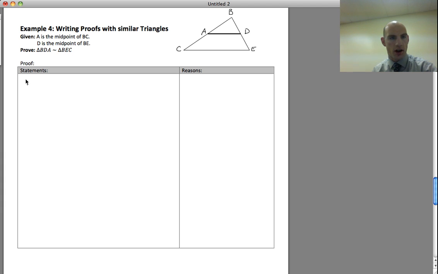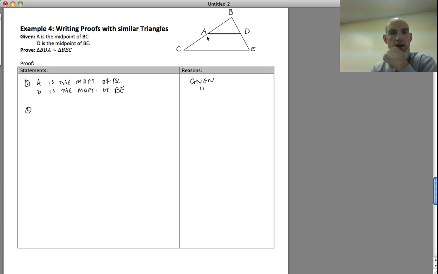First of all, we're going to start out with our givens, and so we're going to put A is the midpoint of BC, okay, and that's given. Now once again, if you're not printing out these notes, that's a good idea because then you'd already have this little box put in there for you. And we're going to put D is the midpoint of BE, also given.